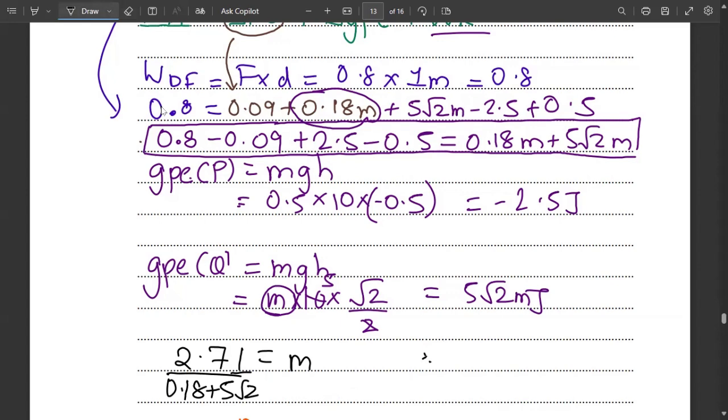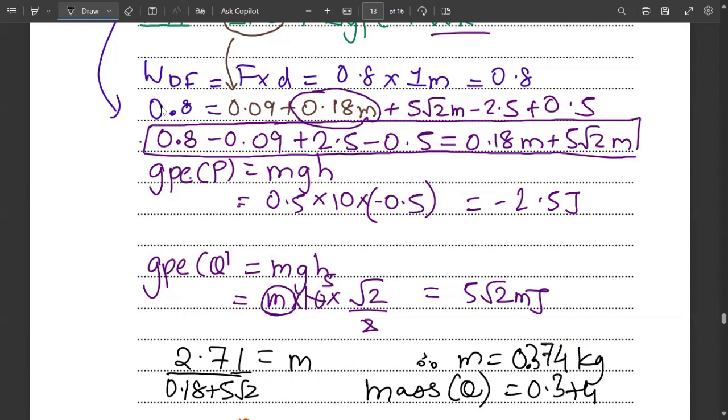So therefore, the value for m will be 2.71 upon 0.18 plus 5 root 2. So the value for m is 0.374 kg. That means the mass of Q is 0.374 kg.